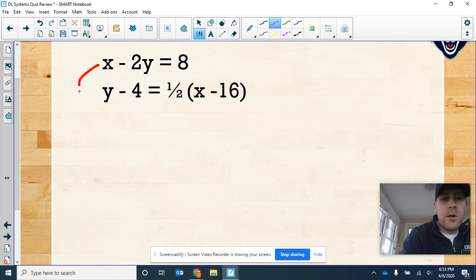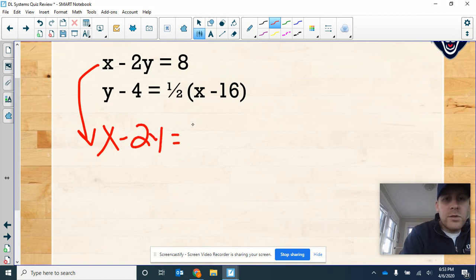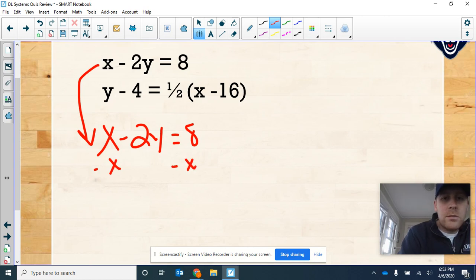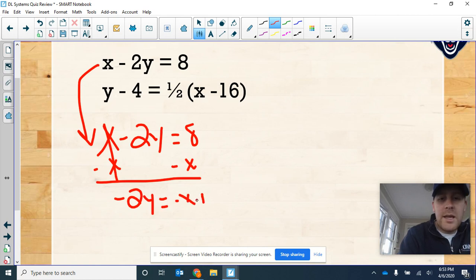First, let's convert this equation to slope-intercept form. It's currently x minus 2y equals 8. Slope-intercept form means y is by itself, so I'm going to go ahead and do that. First, we're going to subtract x from both sides. So I'm left with negative 2y equals negative x plus 8. And then we're going to divide both sides by negative 2.